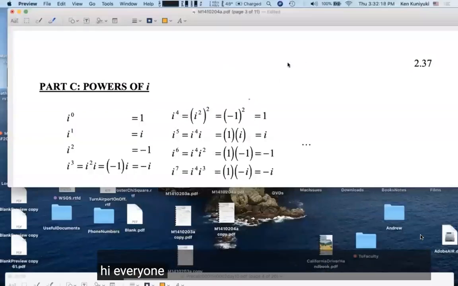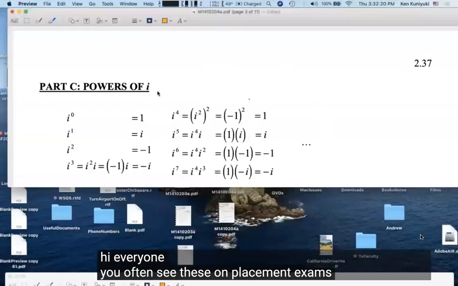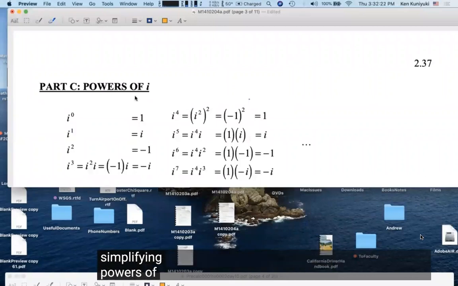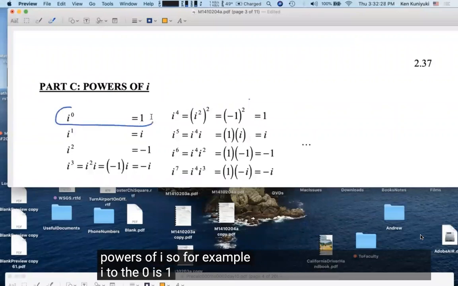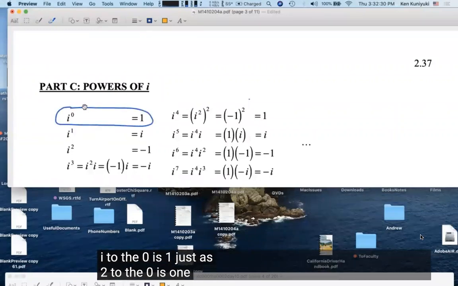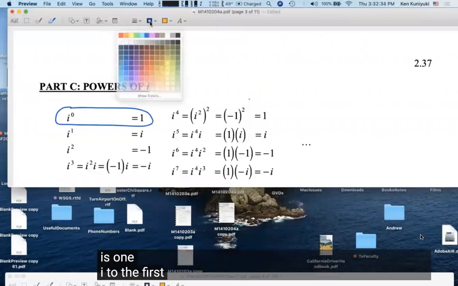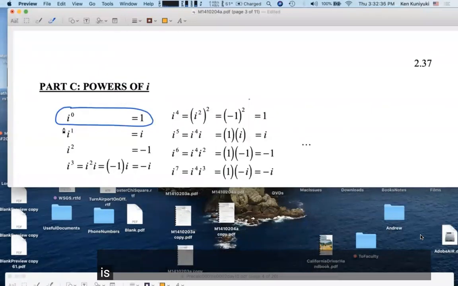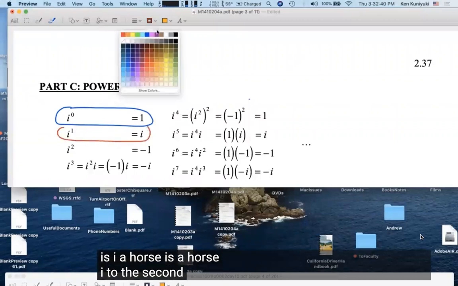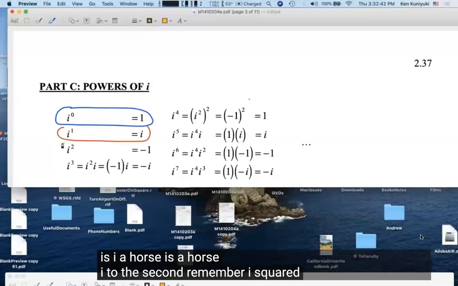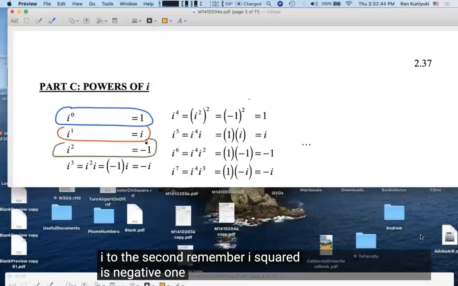Hi, everyone. You often see these on placement exams, simplifying powers of i. So for example, i to the 0 is 1, just as 2 to the 0 is 1, and 3 to the 0 is 1. i to the first is i. A horse is a horse. i to the second, remember, i squared, is -1.